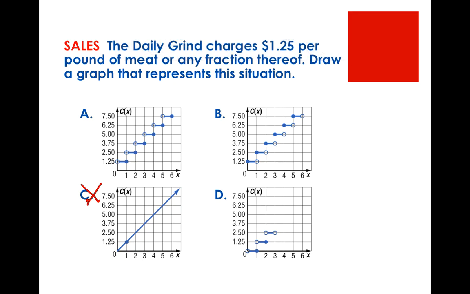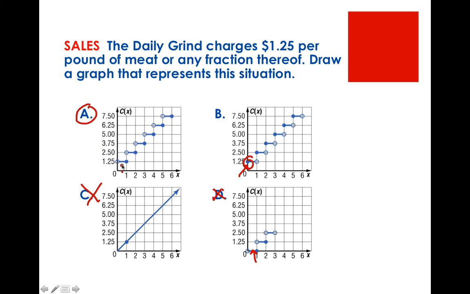It says, again, the daily grind charges $1.25 per pound of meat or any fraction thereof. It's going to be $1.25. So this can't be it, because here you have half a pound and you're not being charged anything. Now this one can't be the deal because you haven't bought anything, so you can't get charged. Your circle needs to be open there, so A should be the winner.